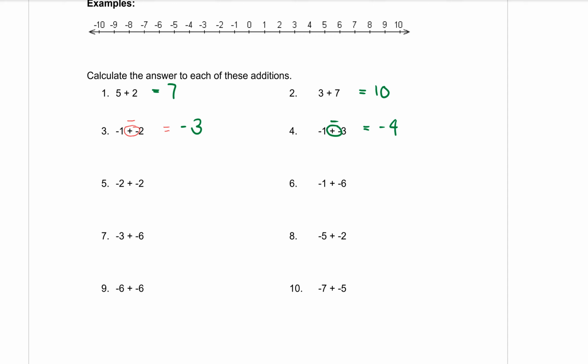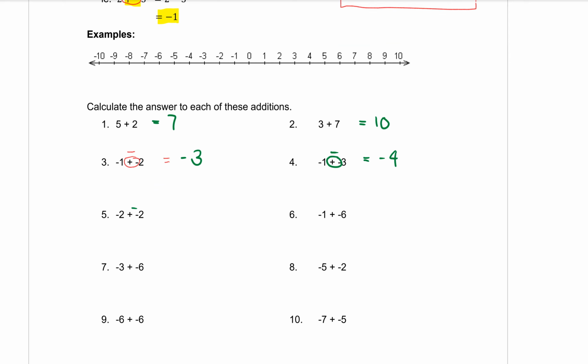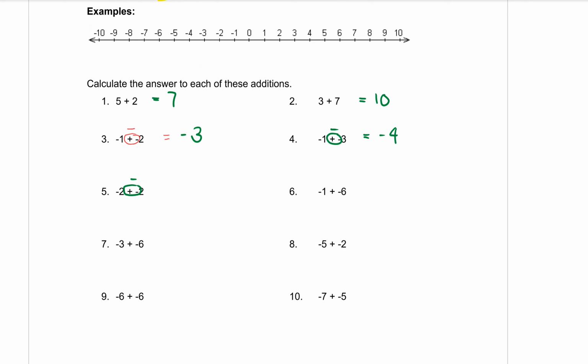All right, question 5. A plus minus sign, circle it, makes a minus. So I'm starting at -2, which is here, and I want to go down 2 more. 1, 2, I end up at -4. This is what I want you to show for working out, just circling it. Question 6, circle the plus minus sign, makes a minus. -1 is my starting number, and I want to subtract 6. 1, 2, 3, 4, 5, 6. I end up at -7.